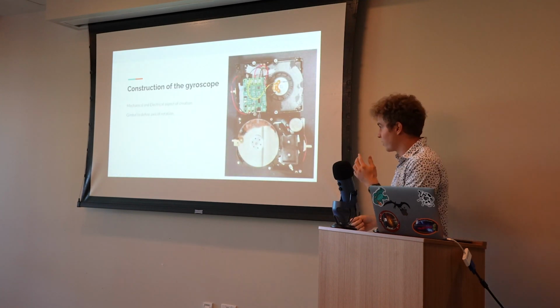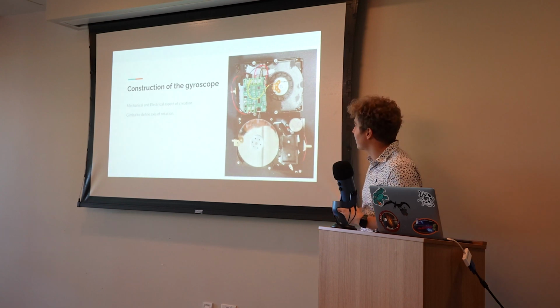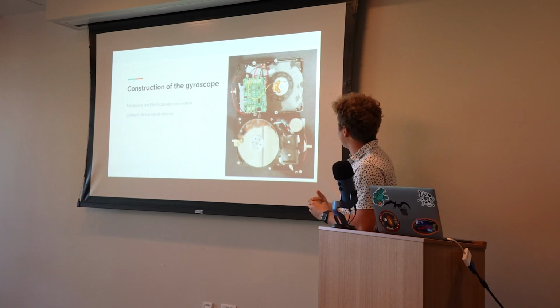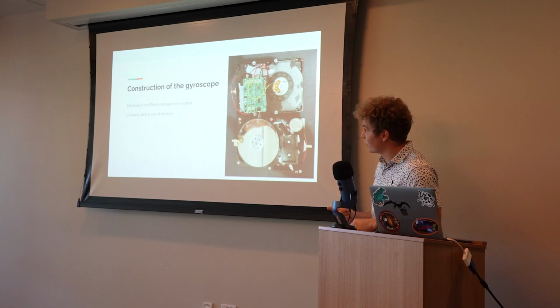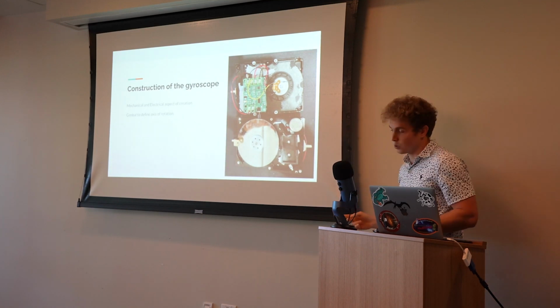Okay, now that we've all gotten the necessary physics out of the way, we can go to how I constructed my gyroscope. There are three main aspects: the mechanical, the electrical, and the gimbal.